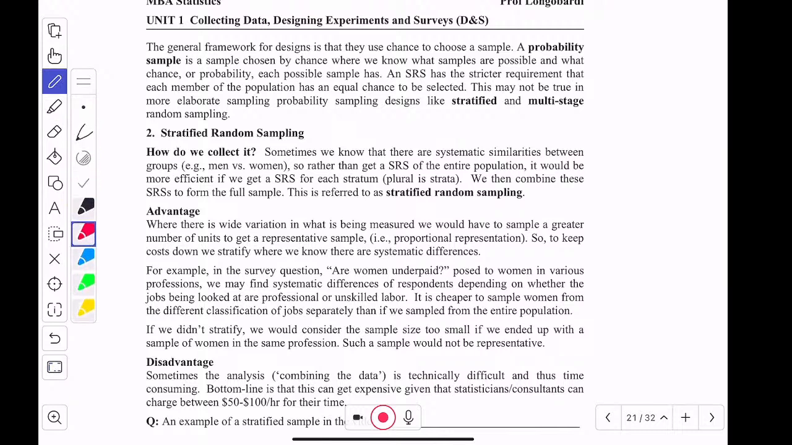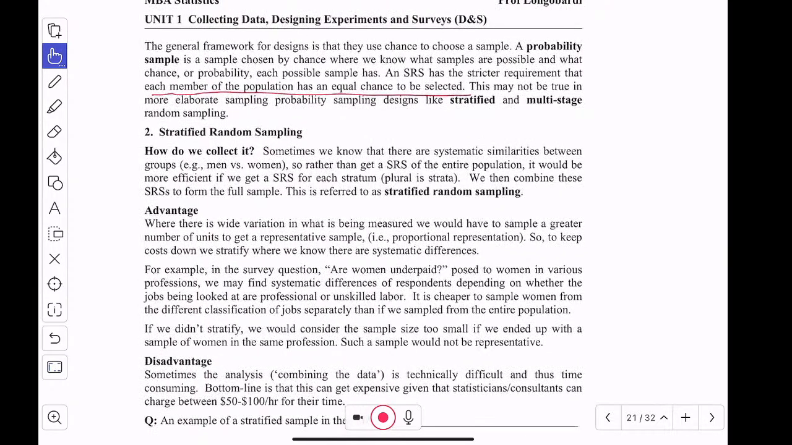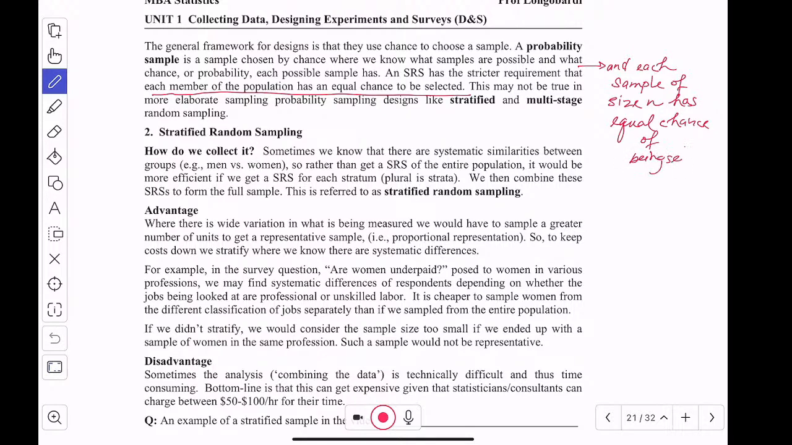that each member has an equal chance of being selected. And further, and this I mentioned before in the notes, each sample of size n has equal chance of being selected. It's important. Those are different concepts, related.